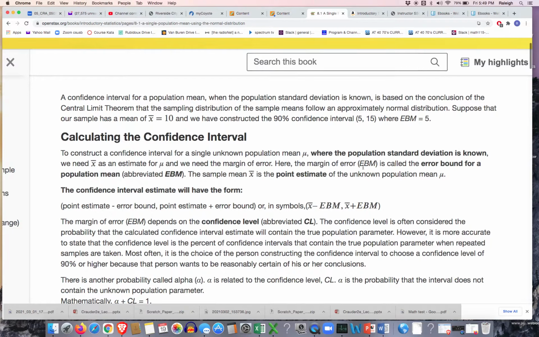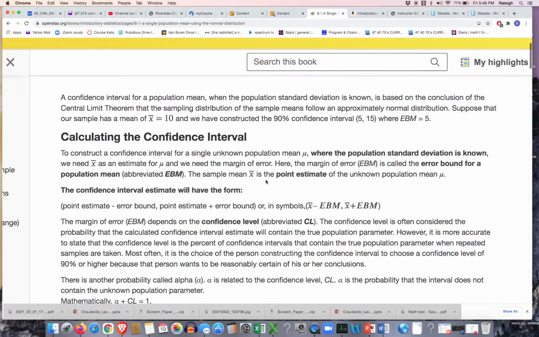But they're going to call it EBM. Every book has to be different. They've got to carve out their own little niche. I don't know why, but they do. And it's called the error bound for a population mean. Okay, very nice. EBM. Okay, whatever. I'll have to try to remember that.